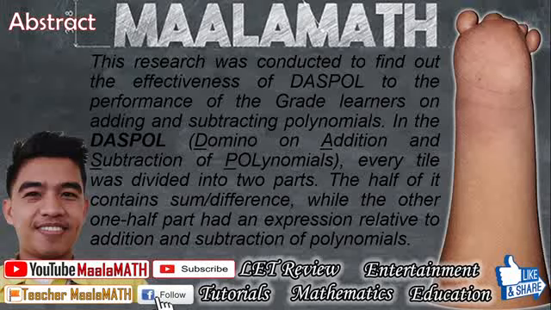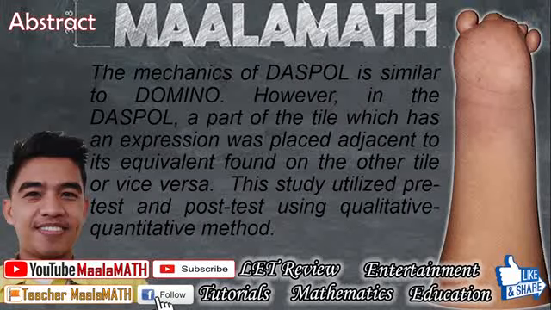In the DASPOL, domino on addition and subtraction of polynomials, every tile was divided into two parts. The half of it contained sum or difference, while the other one-half part had an expression relative to addition and subtraction of polynomials. The mechanics of DASPOL is similar to domino. However, in the DASPOL, a part of the tile which has an expression was placed adjacent to its equivalent found on the other tile or vice versa.